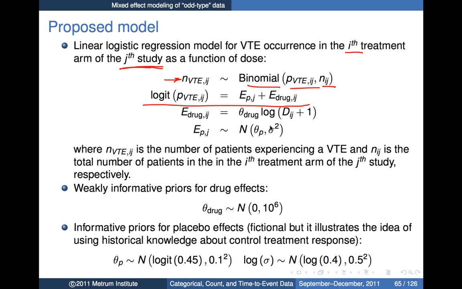It's linear in terms of, well, we will explain in a second. It's linear in terms of one component. Here I've written the model as the effect, sort of a placebo effect plus a drug effect component. The drug effect component is going to be linear with respect to the log of dose plus 1. So I guess in that sense it is a linear logistic regression model.